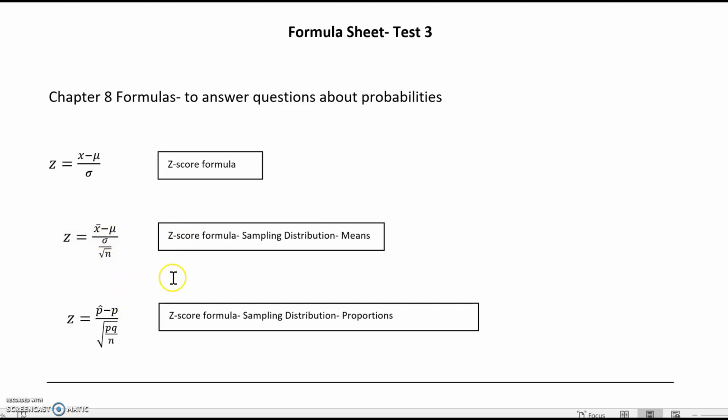Likewise, what's the probability that the sample proportion is greater than 0.71? I would be thinking of this z-score formula, right? Because we know that these are normally distributed with certain conditions. Okay, so any probability question, we're going to be looking at these guys.